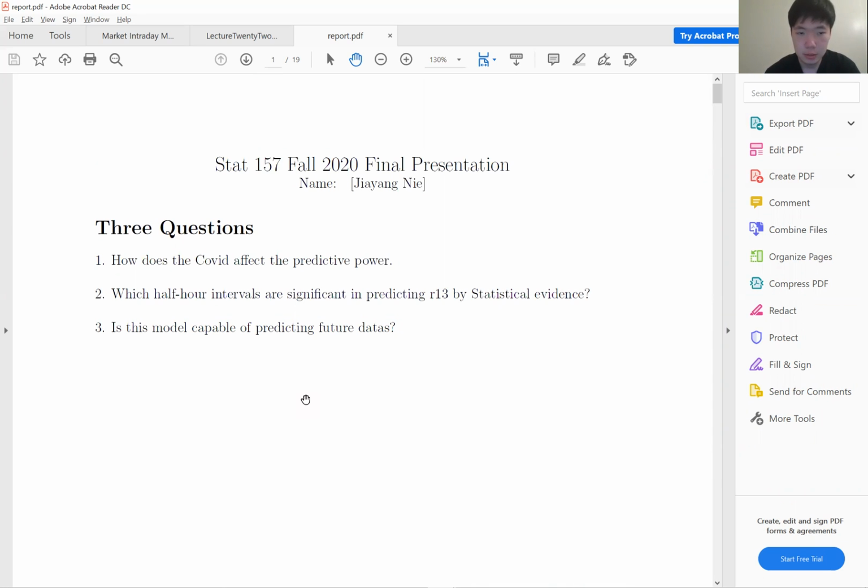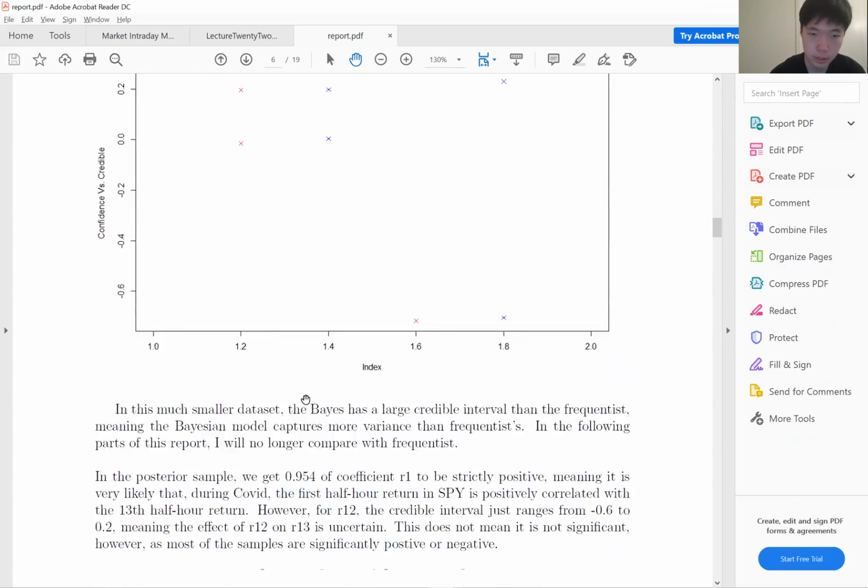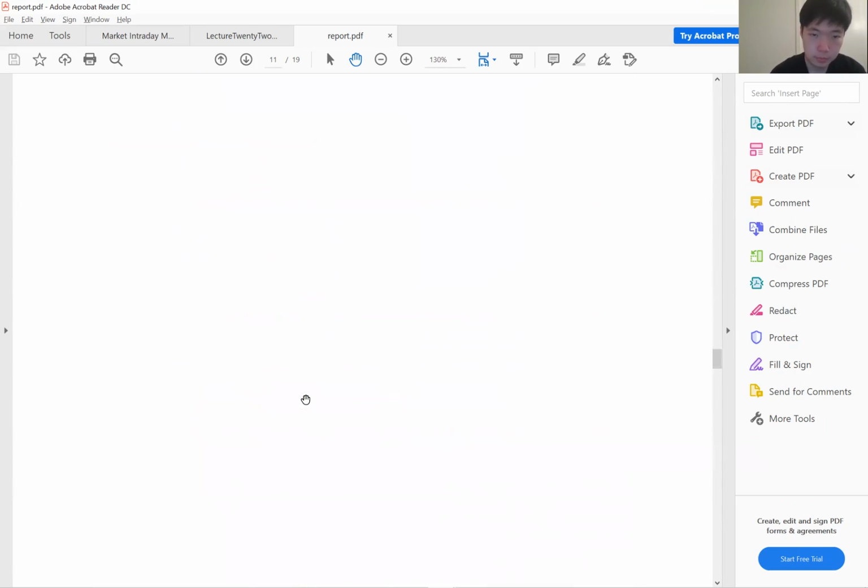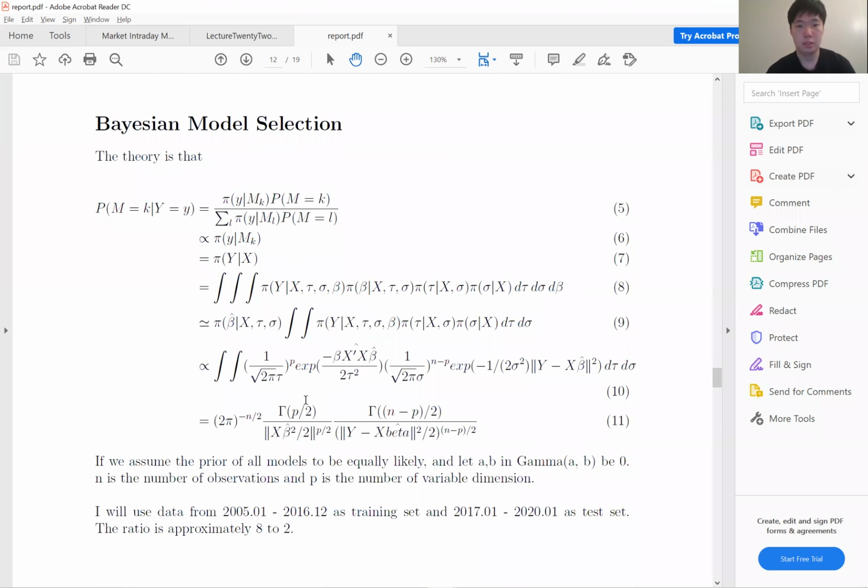And in my second question, I will no longer use these economic regions for selecting models. I will just use statistical evidence to see which half-hour intervals are significant in predicting R13. So here it is. The evidence is computed by this formula.